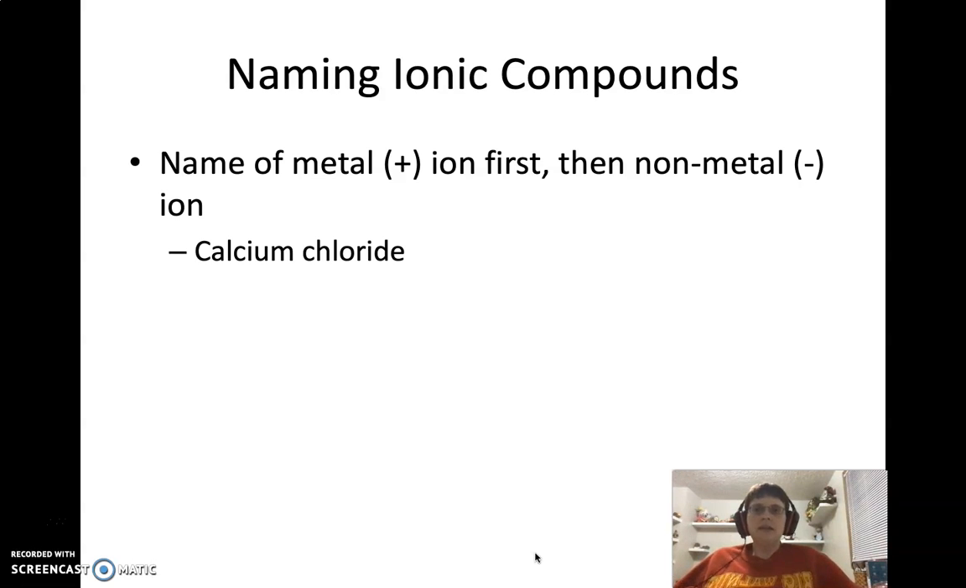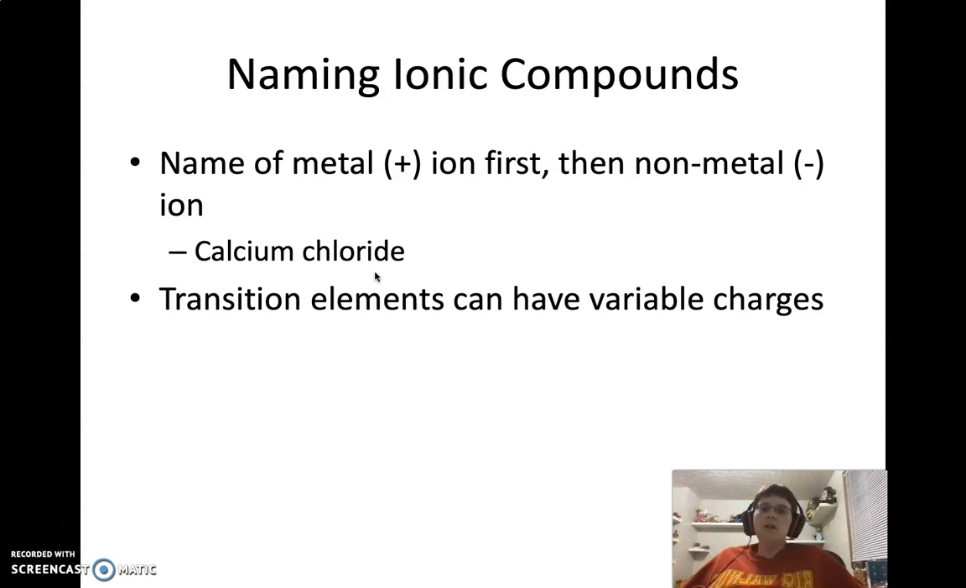So think of something like calcium. Calcium is on the left-hand side, and that's the positive ion. And then chloride. That's from the right-hand side of the table, our nonmetal, so calcium chloride. And you can see it ends with "ide," so that tells us these are the only two elements that are in that compound.